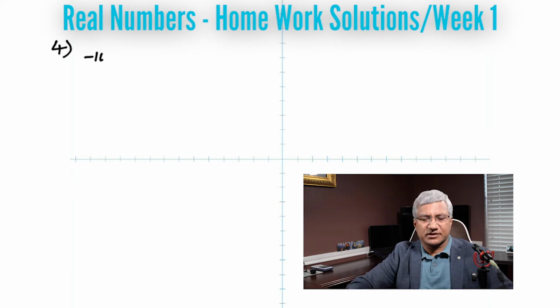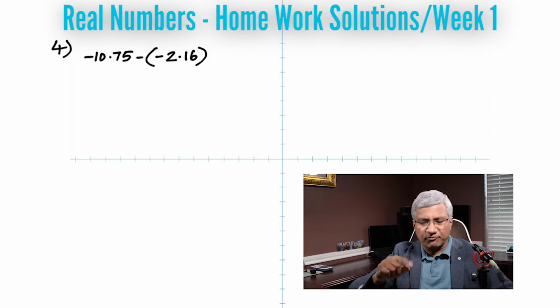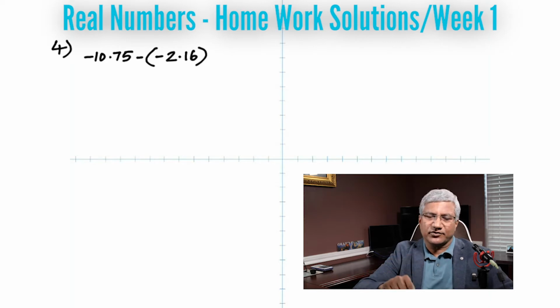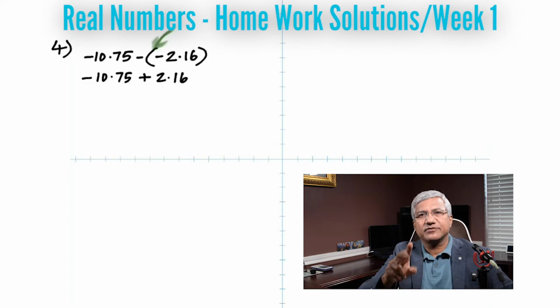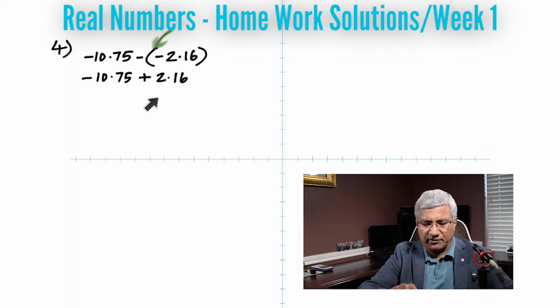Here is the fourth question. You have minus 10.75 minus of minus 2.16. So that's different. You have the difference between two negative numbers. In this case, look at that negative. A negative multiplied with a negative becomes a positive. Two negatives make it a positive. Very important. The product of two negatives is a positive. So that's why this number became positive.